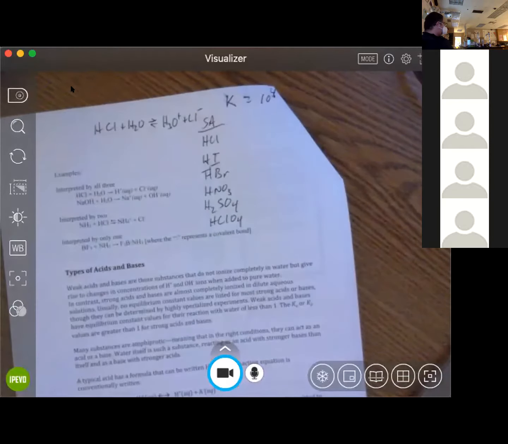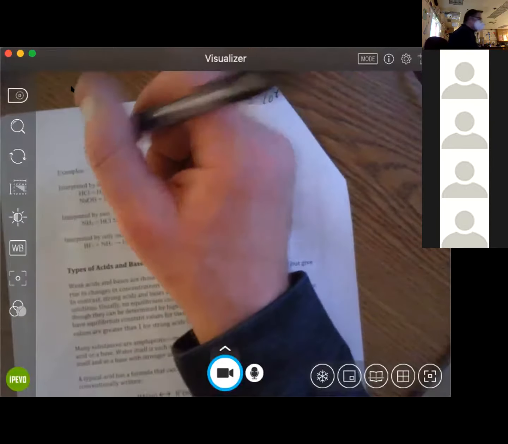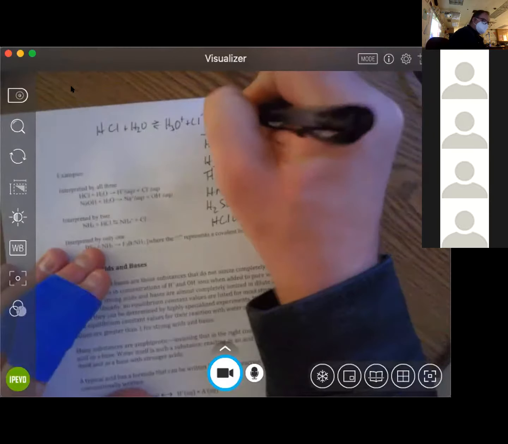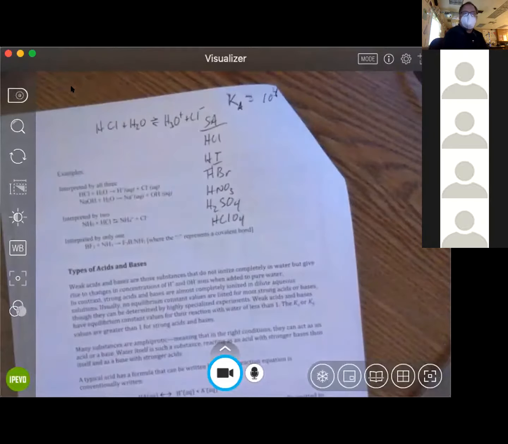Now, scientists being scientists, they say, well, I don't want to call this the K sub EQ or the K of equilibrium. Let's call it the acid constant, right? So that's what they call the Ka, or the acid equilibrium constant. So acetic acid is always discussed as one of the weak acids.